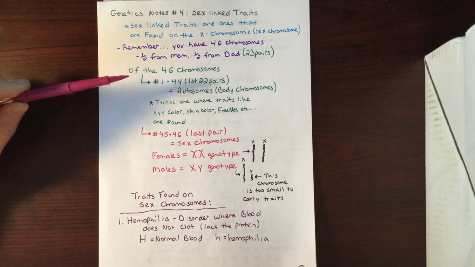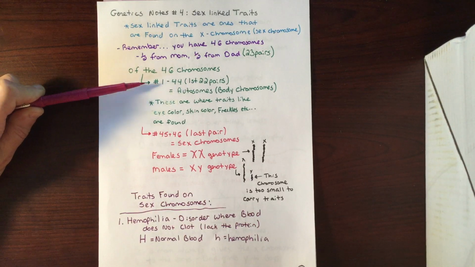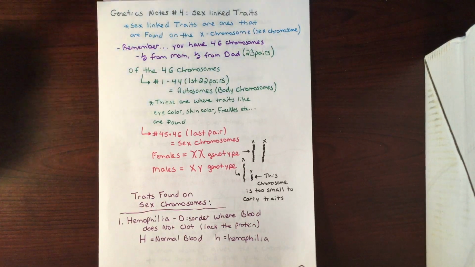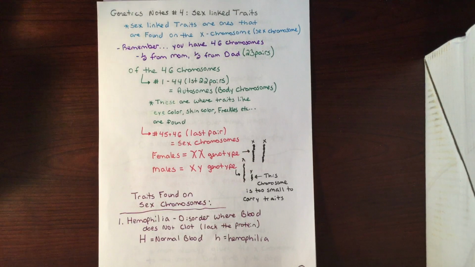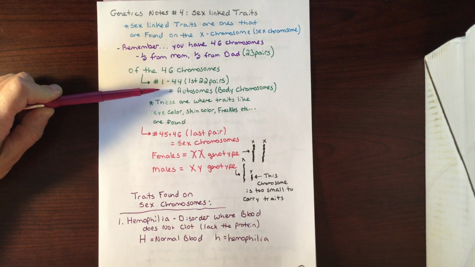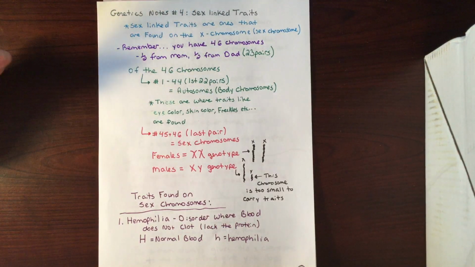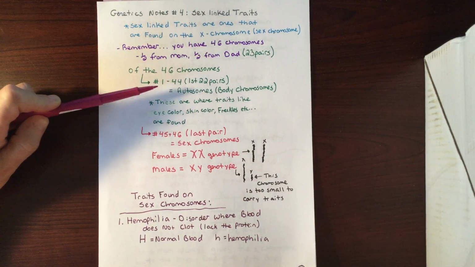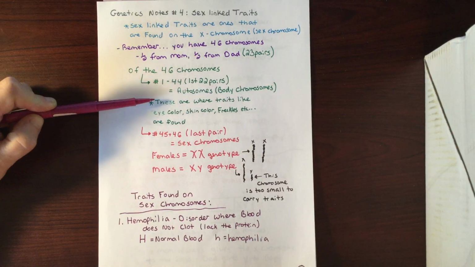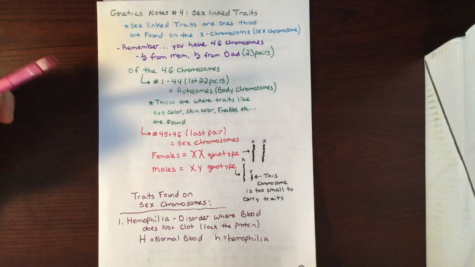Of those 46 chromosomes that are in every one of your body cells, the first 44 are the first 22 pairs, because remember they come in pairs, one from mom, one from dad. The first 22 pairs are known as autosomes. This is a word you should remember from when we talked about mitosis and meiosis. Autosomes refer to body chromosomes.